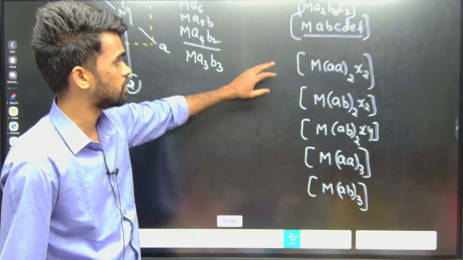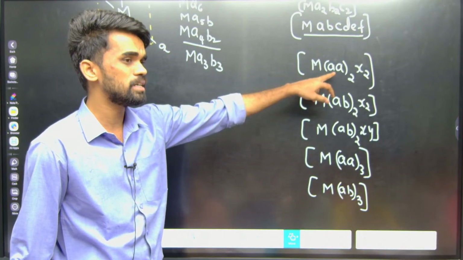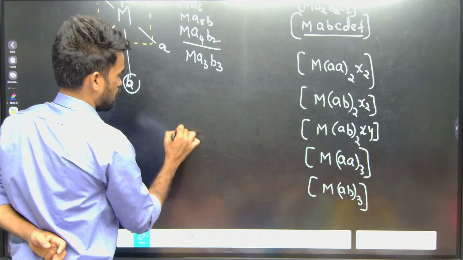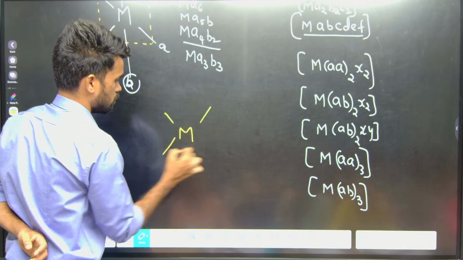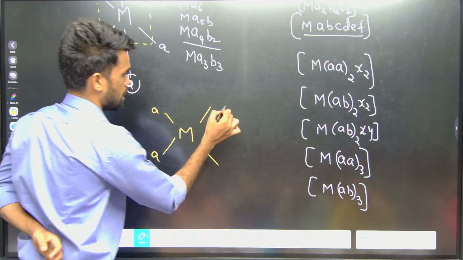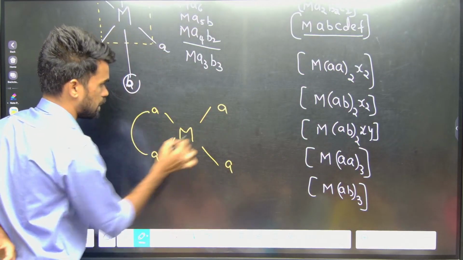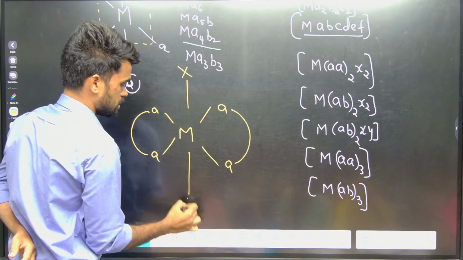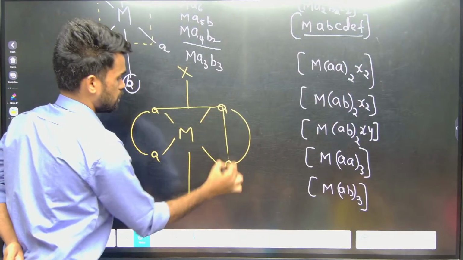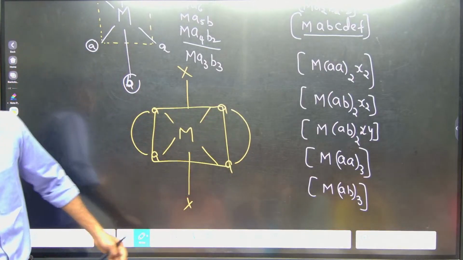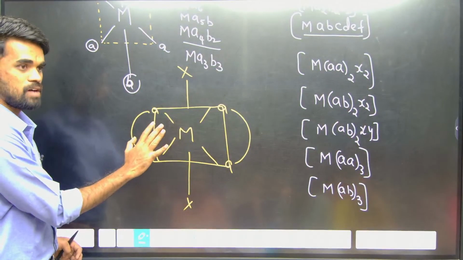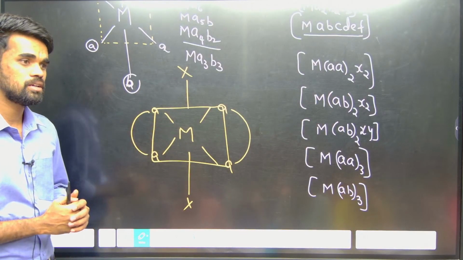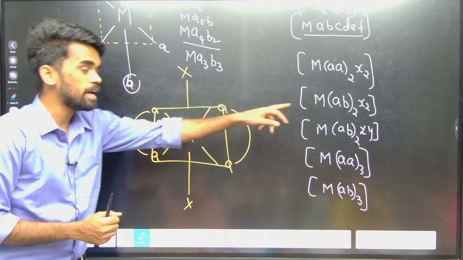Some examples here: MAA2. AA means what? Bidentate ligand. So just imagine, let us take M. Here A, here A, here also A, A. It means this is a bidentate ligand, it will be like this. Placing here X and X. This is a plane now. So now try to pass the plane. Is it dividing into equal halves or not? Yes, dividing into equal halves means it should be optically inactive.